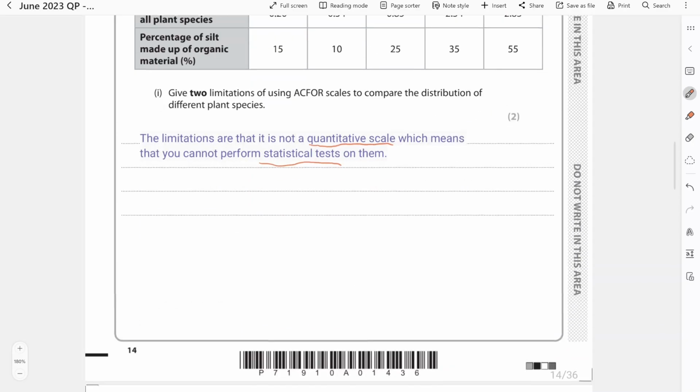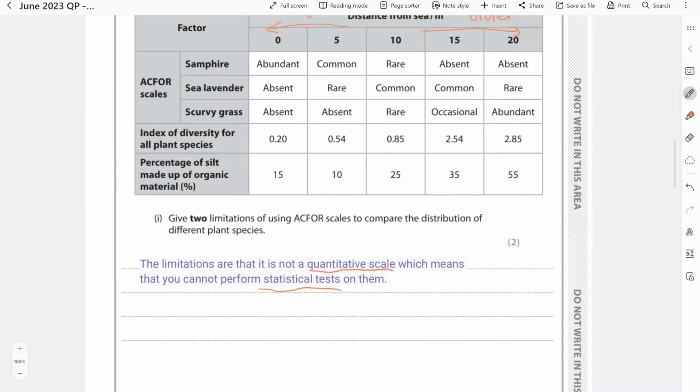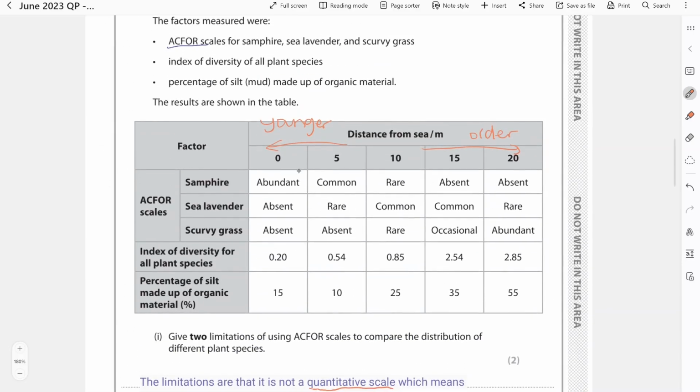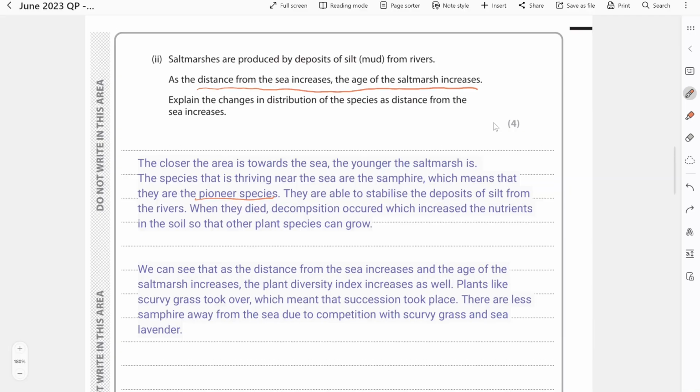And so the opposite would be the same. So the closer the area is towards the sea, the younger the salt marsh would be. Now, the species that are thriving closest to the sea are the samphire, right? You can see the sea lavender and the scurvy grass are absent. This would mean that the samphire, they are the pioneer species. So a pioneer species are species that can colonize a newly exposed land or exposed environment.